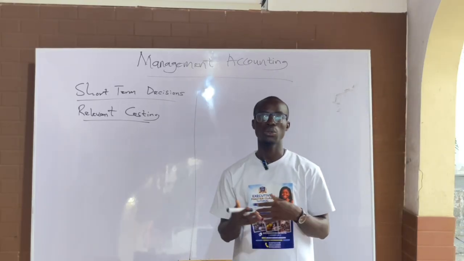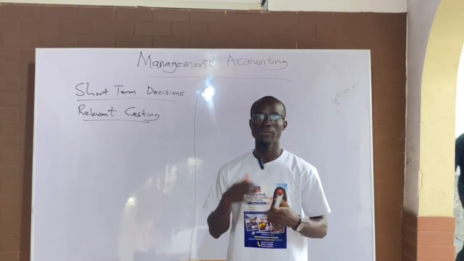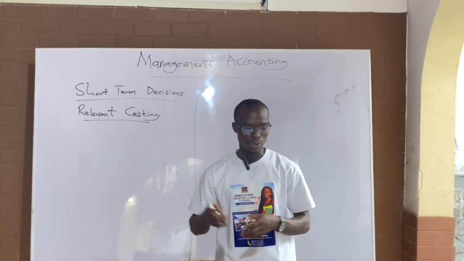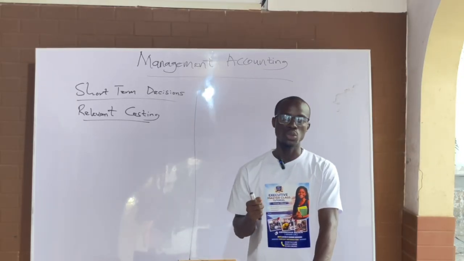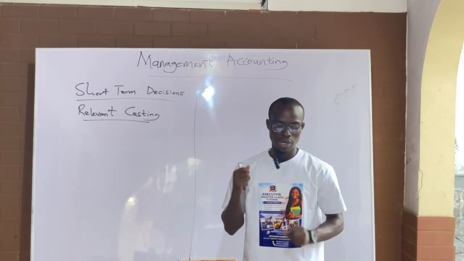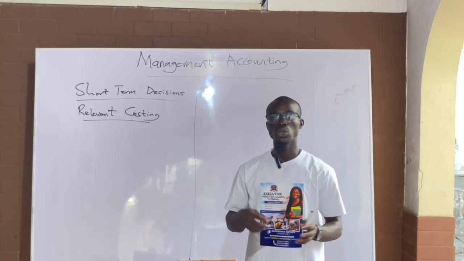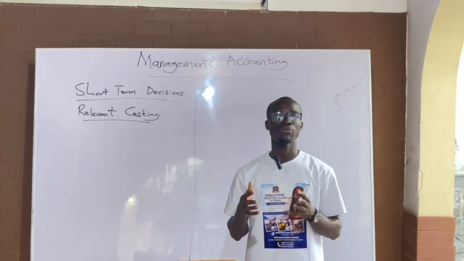Relevant costs are future costs. So it's one of the characteristics of a relevant cost. Relevant costs are cash flows. Relevant costs are also incremental costs. So all these things form part of the characteristics of a relevant cost.